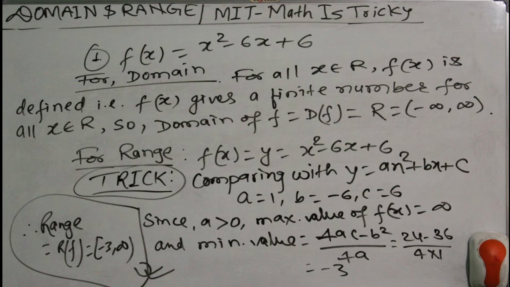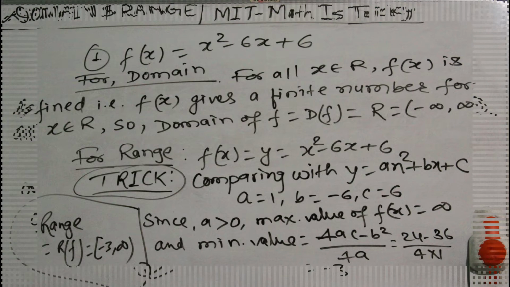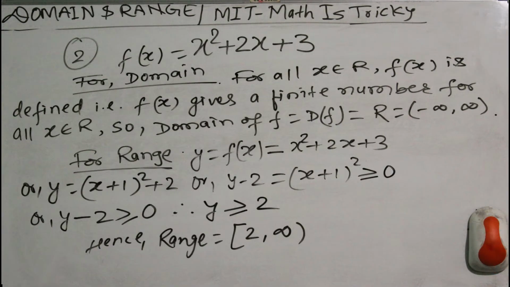Now we'll move to the next question. Number 2 is here. Again, this is also a quadratic polynomial. So same as before, we can write the domain for all values of x. The function f(x) is defined, meaning it gives a finite or fixed number. So the domain will be simply the set of real numbers, or minus infinity to plus infinity. We can write it in open interval form.